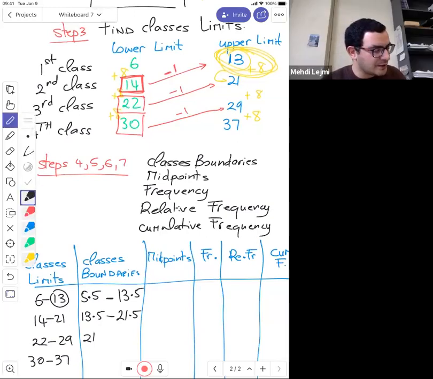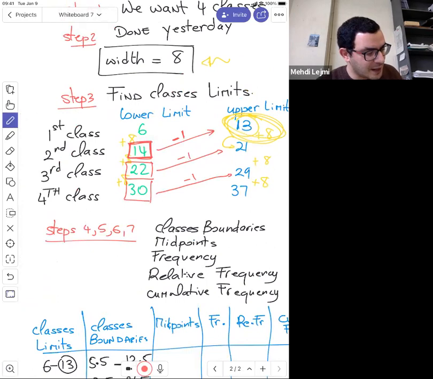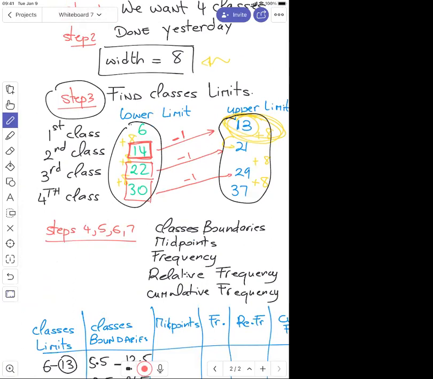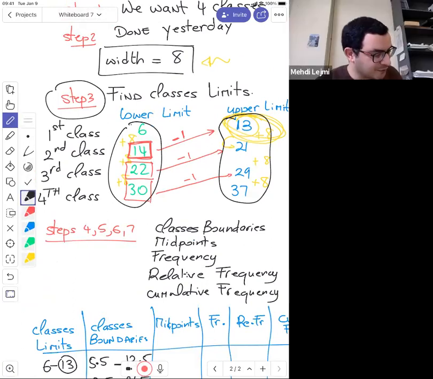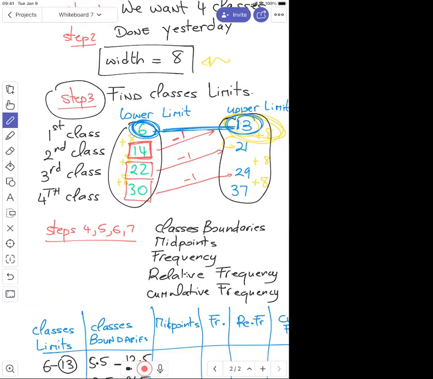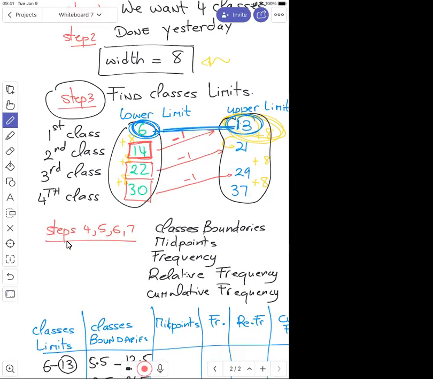So you see in this step 3, right? The way I computed the lower limits first, and then we said we can compute our upper limits. So then my first class, or my first interval, would be from this 6 to this 13. This is my first class. I got it now. It was right there. The answers that you get line up. Yep, got it.